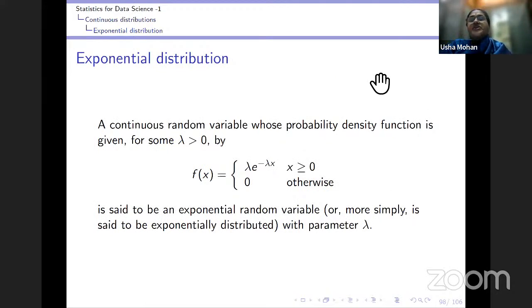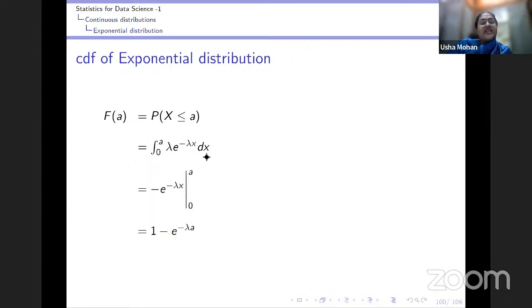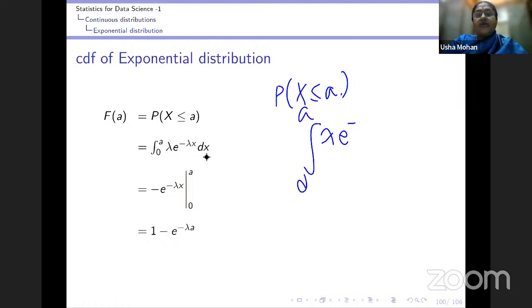Now, what is the exponential distribution? It has a density function. For some parameter lambda greater than 0, it is lambda e to the power of minus lambda x. We say that x is exponentially distributed with parameter lambda. You can see the shape of the PDF for different values of lambda. So what is the CDF? I know the probability of x less than or equal to a is the integral from 0 to a of lambda e to the power of minus lambda x dx. What would this be?